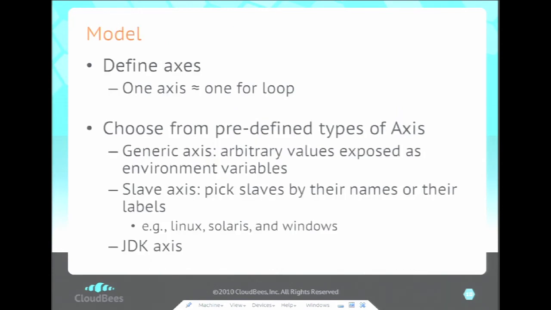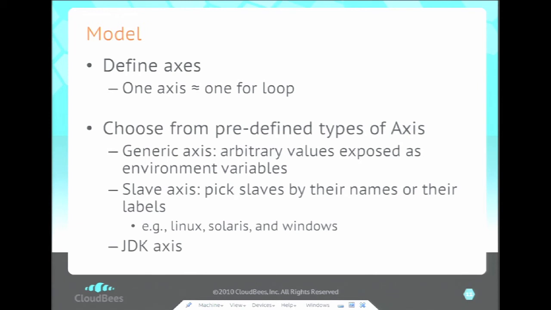and I often call it the matrix project. So the way you define this is we call an individual for loop an axis. So for every for loop, you define one axis, and then you can define the types of the axis and the actual values. So the most common one would be the generic axis, where the person defining the job would specify the string values, and then whatever that means, Jenkins doesn't really care, and then passes it on to the build.